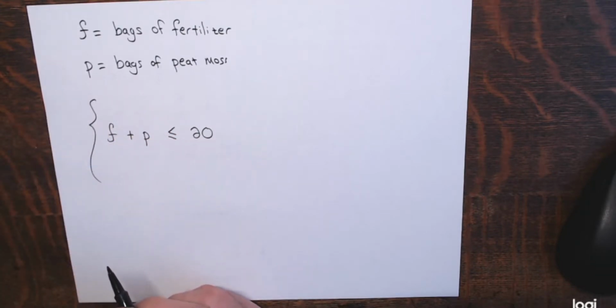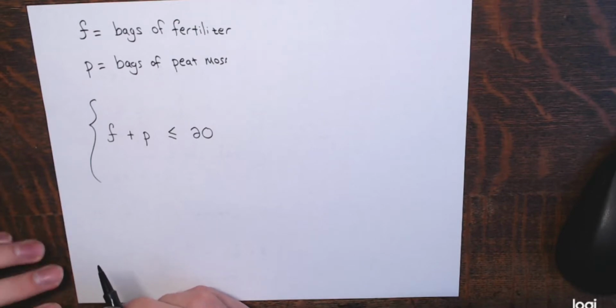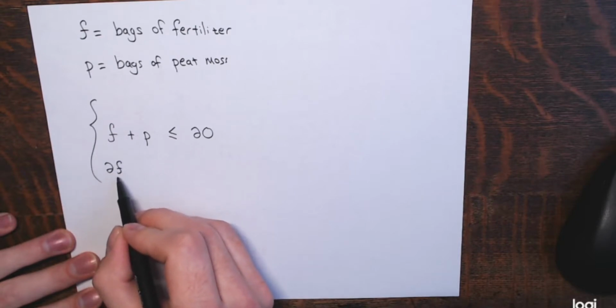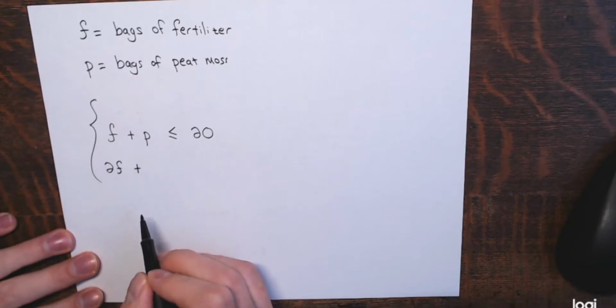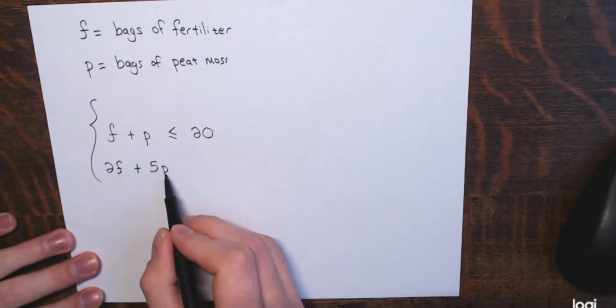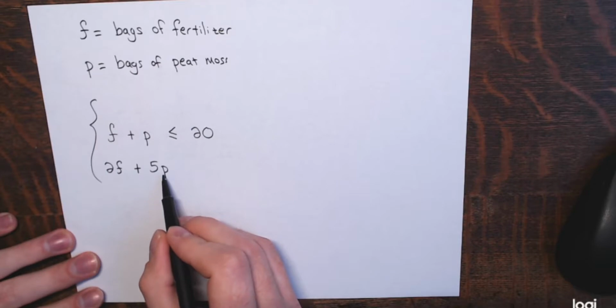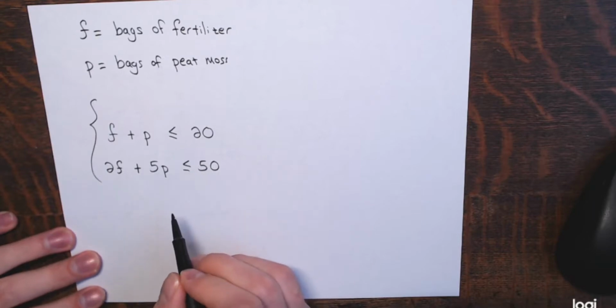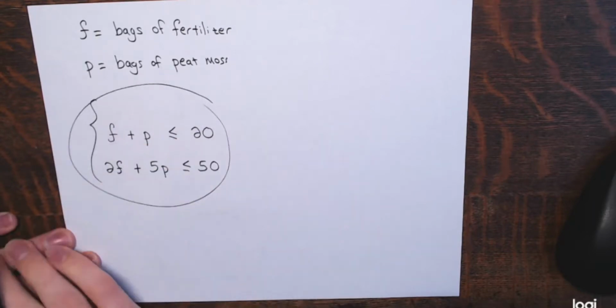And then the other one's about the cost. He does not want to spend more than $50. So that means he can spend $50 or less. Now it's $2 a bag for fertilizer. So 2 times F would be the cost of all the fertilizer, $2 a bag for the F bags. Plus, it's $5 a bag for the peat moss. So 5 times P would be the cost of all the peat moss. And this must be less than or equal to $50, because he doesn't want to spend more than $50. There's the system.